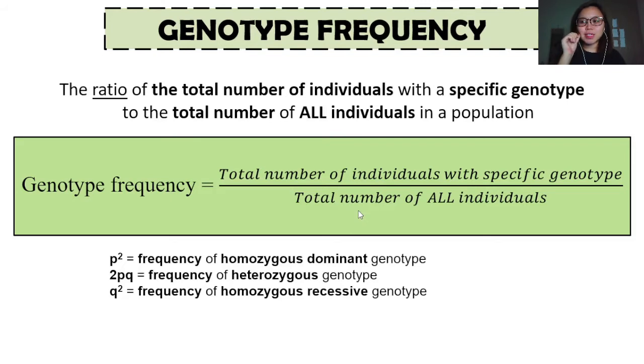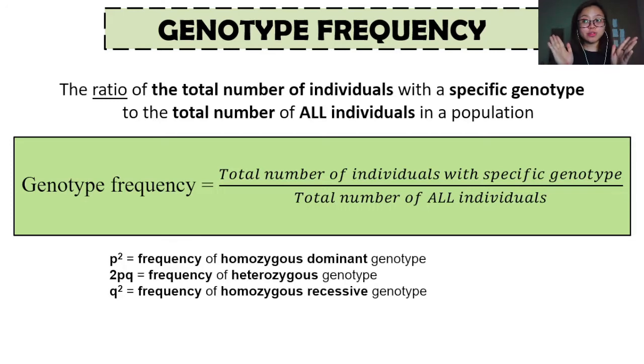Genotype frequency is the total number of individuals with that specific genotype divided by the total number of all individuals. This one, we also have some letters to represent each frequency. If we are calculating the frequency of homozygous dominant genotype, we can use P square. If you are calculating the frequency of heterozygous genotype, you can write it as 2PQ. If you are calculating the frequency of homozygous recessive genotype, you can write it as Q square.